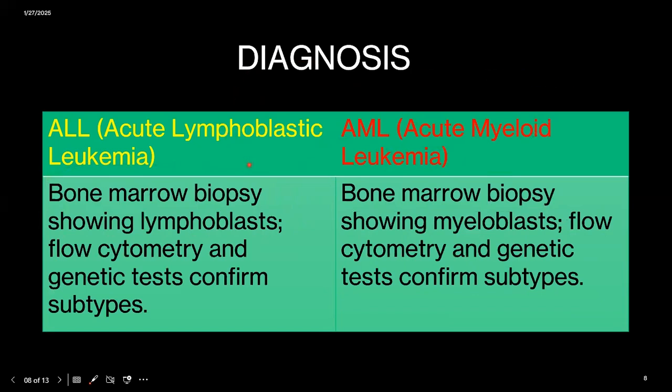Next, diagnosis. How will we diagnose ALL and AML? ALL: bone marrow biopsy showing abnormal lymphoblasts. Flow cytometry and genetic tests confirm subtypes. In AML, we will take the bone marrow biopsy showing abnormal myeloblasts, flow cytometry, and genetic tests.